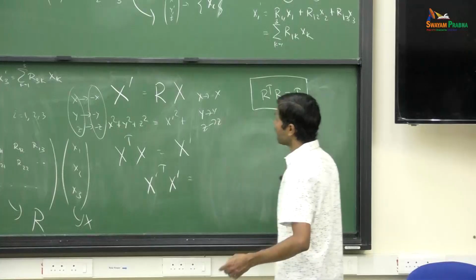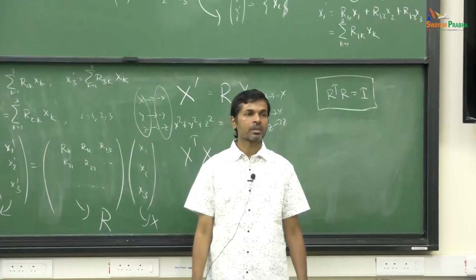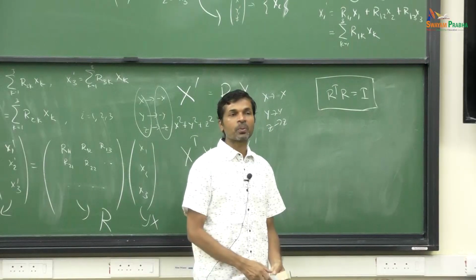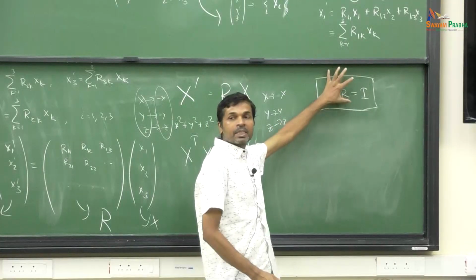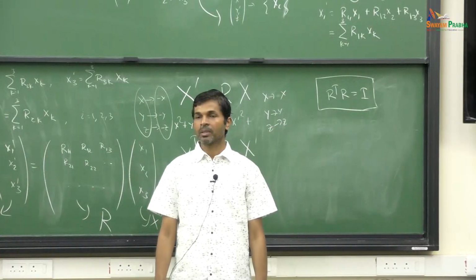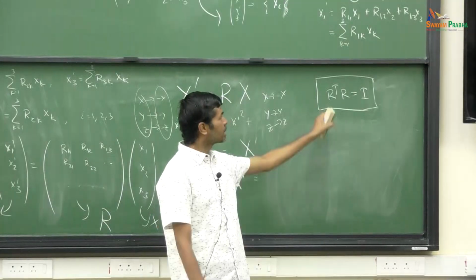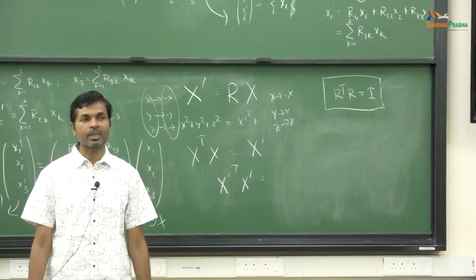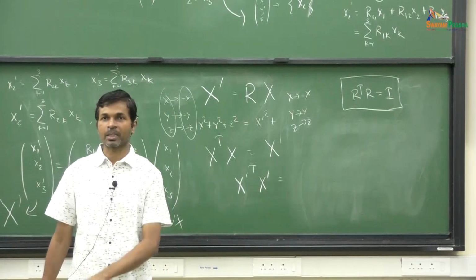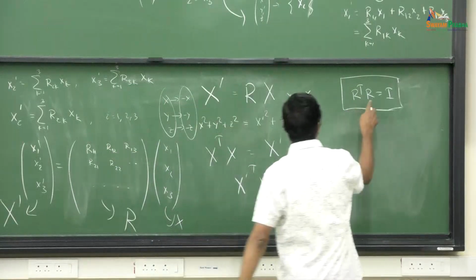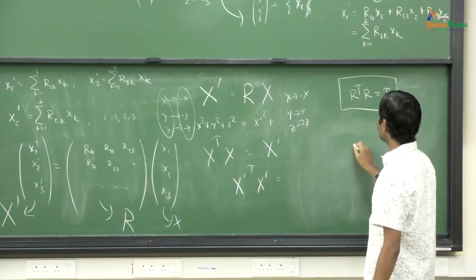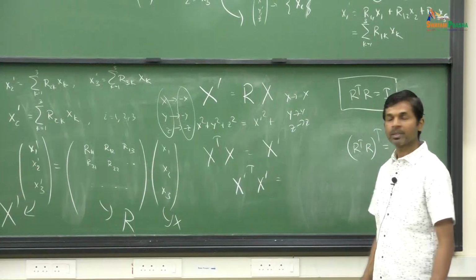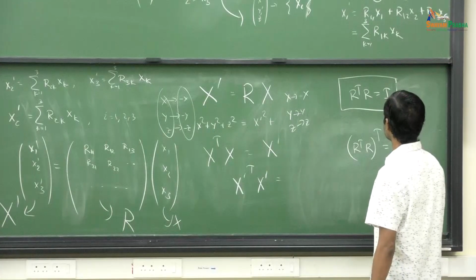Now this R has 9 parameters, but there is a matrix relation like this. So you have to ask how many constraints this equation gives. It doesn't give 9 constraints, although it's a matrix equation. You see this, it's symmetric. R transpose R is a symmetric matrix. If you take its transpose, it will again be R transpose R.